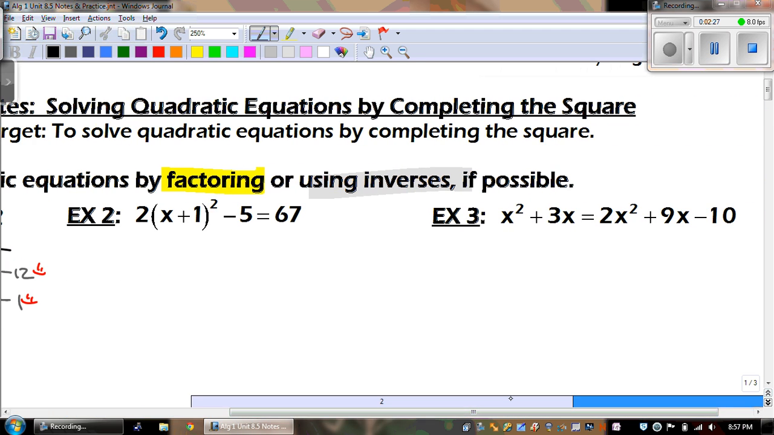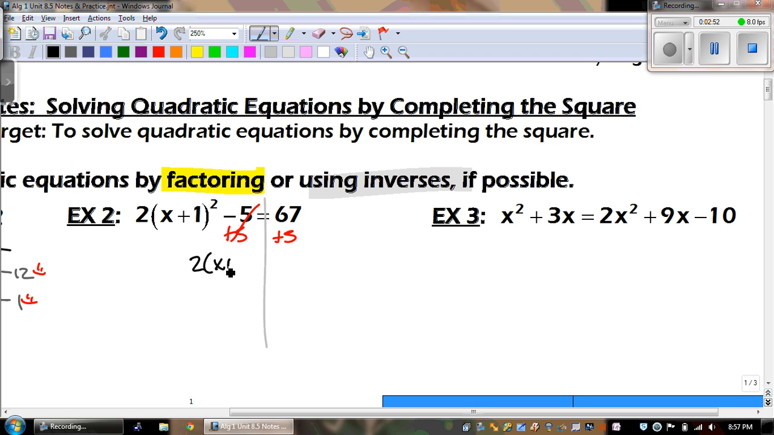Okay, example number 2. How are we going to solve this? Hopefully you're saying, Mr. Grice, we're going to use inverses because we learned anytime there are parentheses, we just solve by inverses. Good job, you're right. Okay, so to solve by inverses, the first thing we're going to do is add 5 to both sides. We get 2 parentheses x plus 1 squared equal to 72.